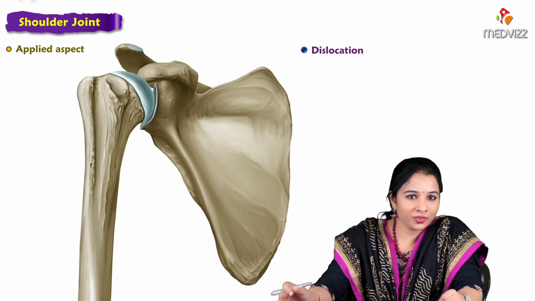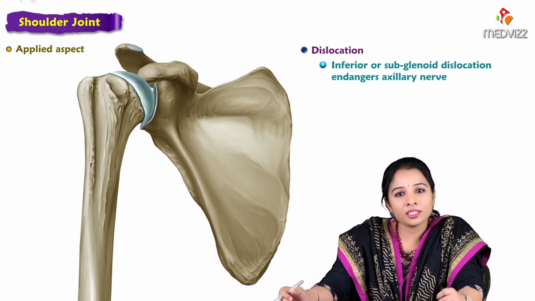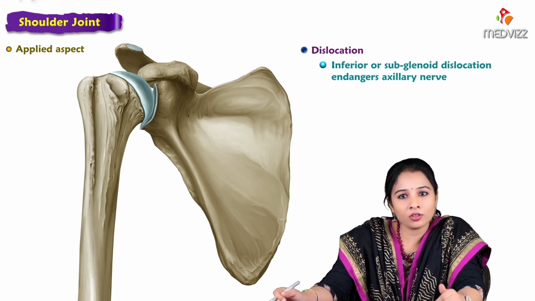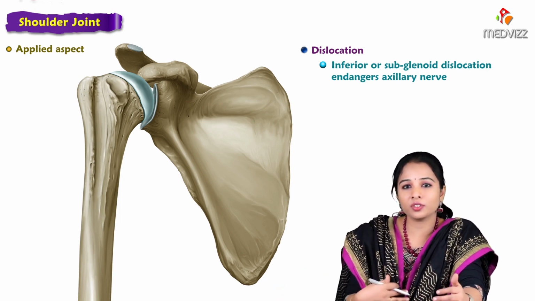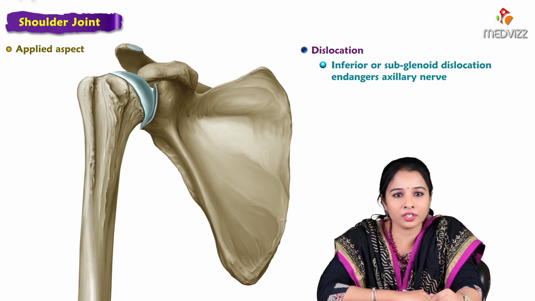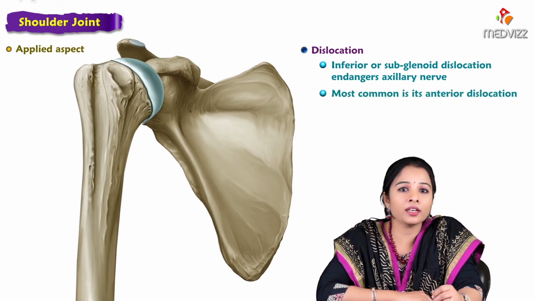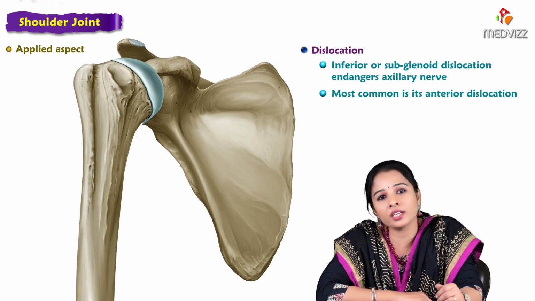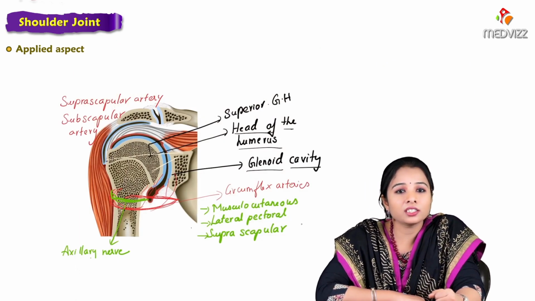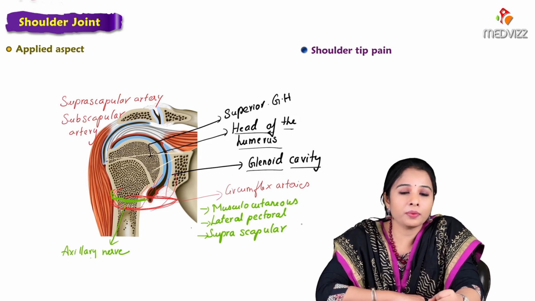So continuing with the clinical aspect of the shoulder joint, we all know now the dislocation of the shoulder joint is very common, and inferior and subglenoid dislocation endangers the axillary nerve, because we know that the axillary nerve is present inferior to the shoulder joint, and it is most common in anterior dislocation. So the anterior dislocation of the shoulder joint is very common. So the next condition is shoulder tip pain.